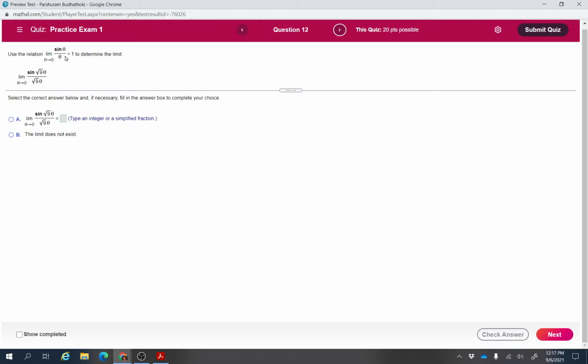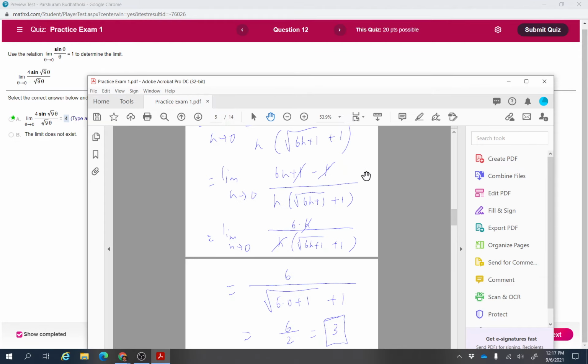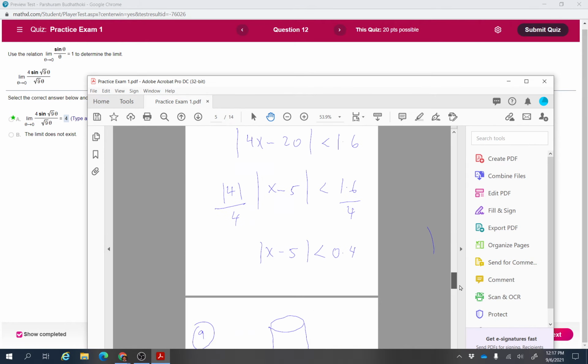Okay, for this problem we have to use the limit of sine theta over theta is equal to 1. Remember, this theta you can replace by any other expression. So I'm going to just use completed work here. So what is the limit of this thing? I'm going to show the work for this particular problem.